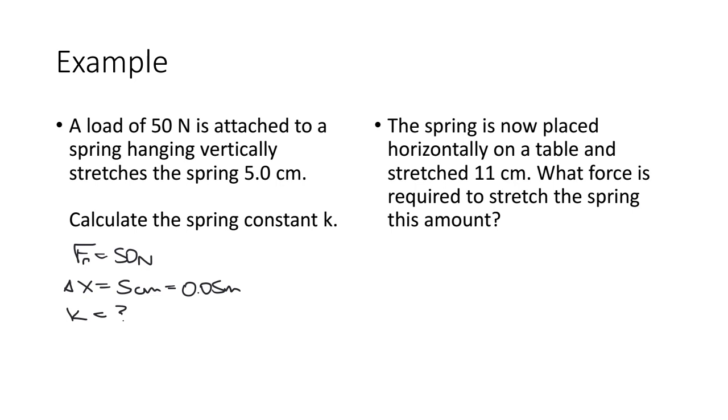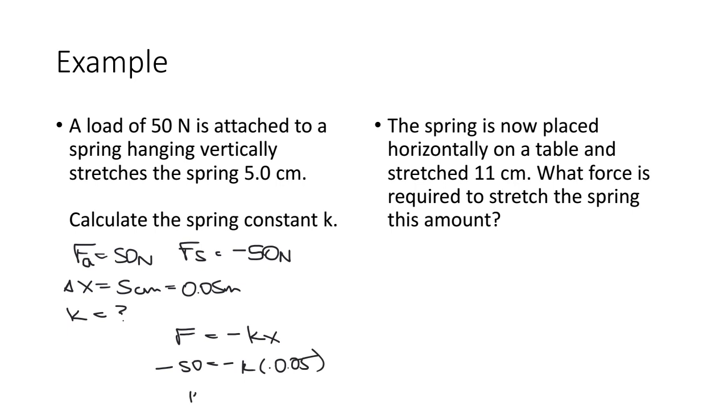It's important to notice that this is the force applied to the spring, which means that the spring force is going to be in the opposite direction, the same amount. So that's negative, and that's why we can say F equals negative kx. We'd have negative 50 equals negative k times x.